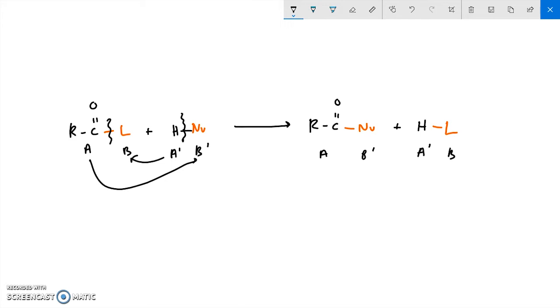This is the general formula for determining the product of the nucleophilic substitution for a carboxylic acid derivative. Again, the rule is that it must be a reaction between a carboxylic acid or carboxylic acid derivative, and a non-carboxylic acid derivative. The non-carboxylic acid derivative should contain hydrogen so that we can perform the nucleophilic substitution reaction.